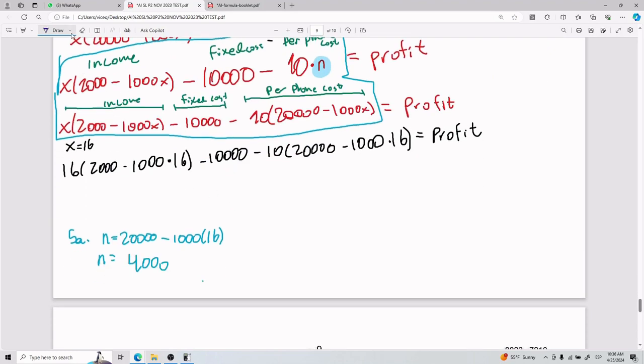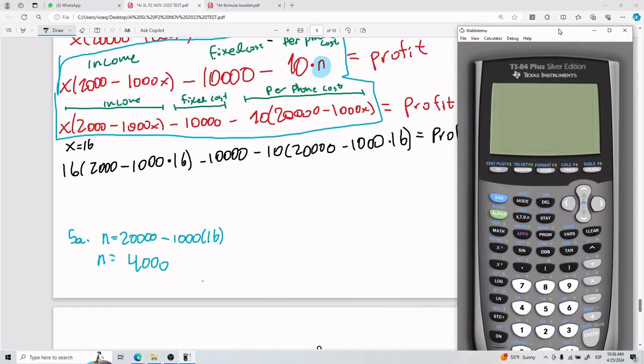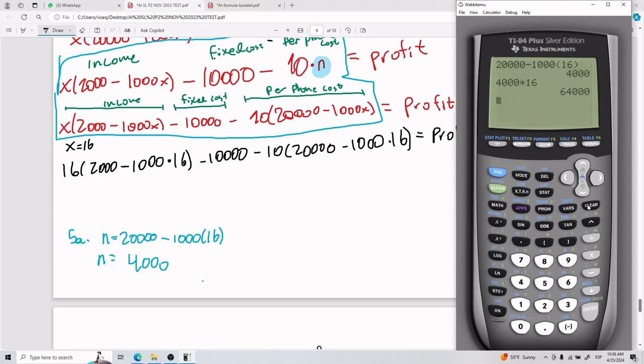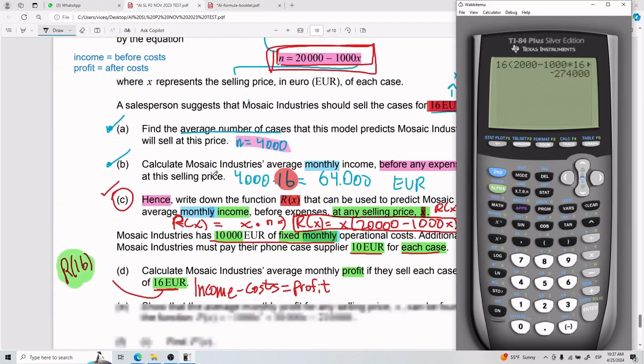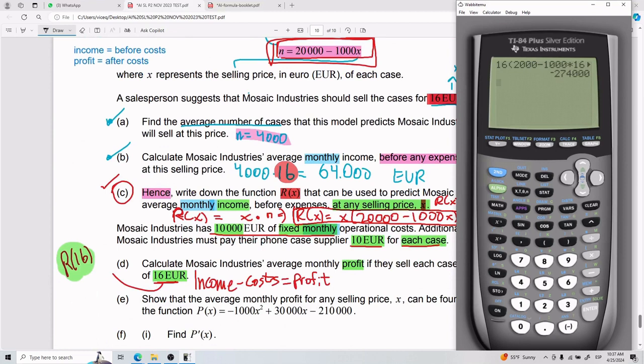So all of this I can plug into my calculator. See, I could plug in piece by piece, but that is annoying. So I'm just going to plug in everything because that is how I am. So over here I can say this first parenthesis is 16 times 2,000 minus 1,000 times 16. Close parentheses, minus your fixed cost, which we said was 10,000, minus 10 times 20,000 minus 1,000 times 16. Close, close. This is the profit that I am getting for part D.